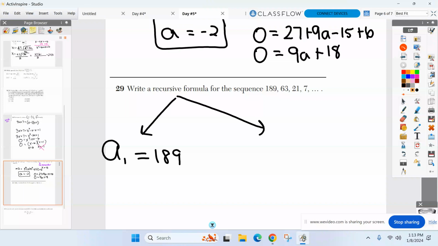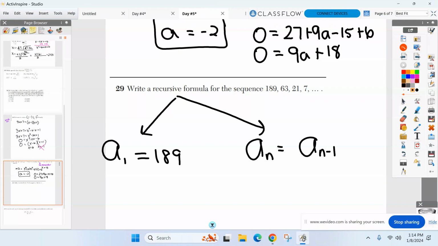The second thing you need to show me is what you're doing to the previous term to get to the next. The pattern, basically. I don't know if you remember how to write that. A subscript N. Anybody remember how to write the previous term? A with a subscript of N minus 1. That means previous. So you now have to tell me what you're doing to the previous term here.